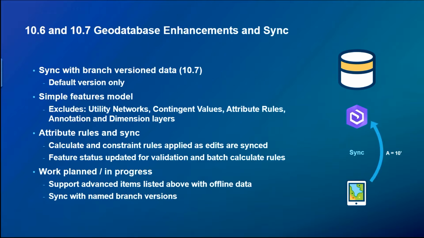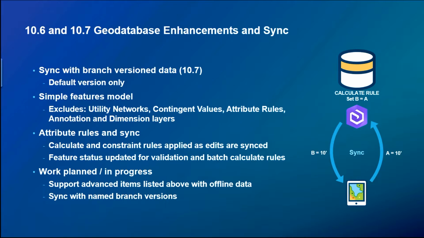In a bidirectional sync, the first thing that happens is your edits get uploaded to the database. Now in this case, I'm setting A equal to 10 prime on my upload. That gets applied to the geodatabase. Now say there's a calculate rule in there, and the calculate rule says set column B equal to the value of column A. When that A gets applied, column B will then get set to 10 prime as well. And then on the download part of the sync, which always happens after the upload, B equal to 10 prime will be downloaded to the mobile device automatically, and you're completely in sync. So the results of that calculation rule kick in.